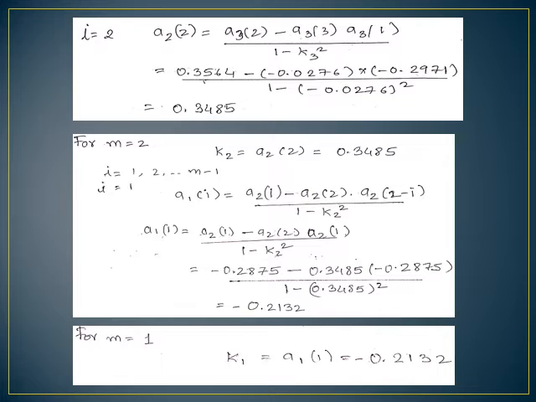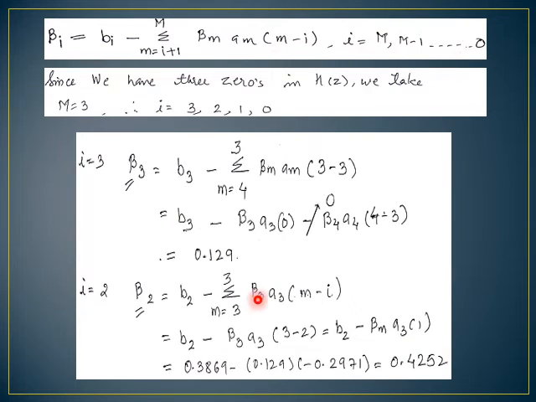So this is what we have calculated, the poles. Now we'll be calculating the zeros. In order to calculate the zeros, this is the formula, which you need to remember. Since we have 3 zeros in H of Z, we take the value of M as 3. Therefore, I is equal to 3, 2, 1, 0. So the value of I has to be calculated from 3 down to 0.